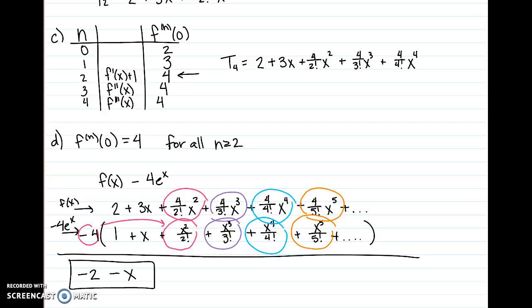And part D was worth 4 points. 1 point for your nth derivative, right here. And 1 point for your Taylor series for f, 1 point for your Taylor series for e to the x, and then 1 point for adding those together and getting negative 2 minus x.